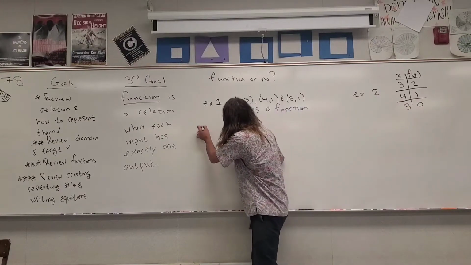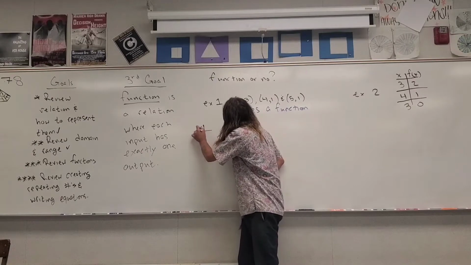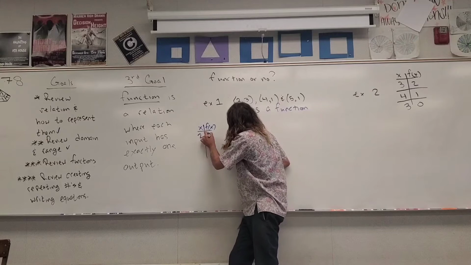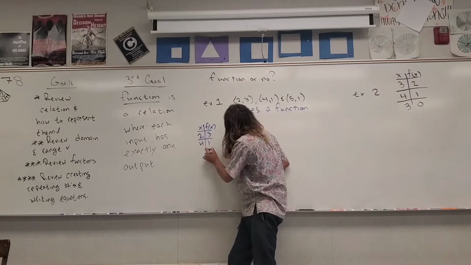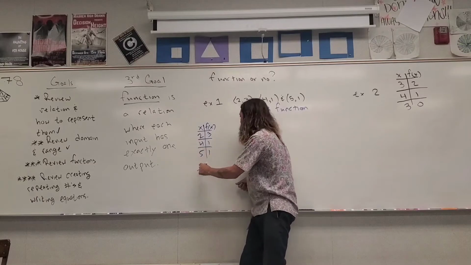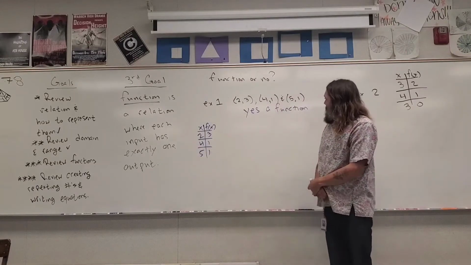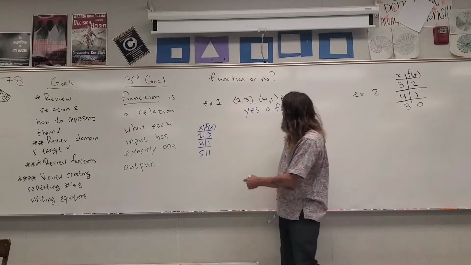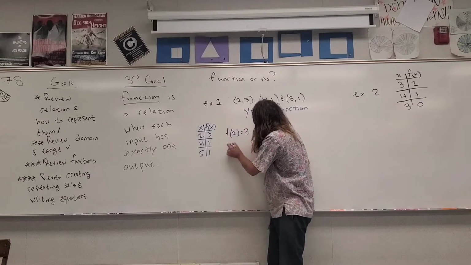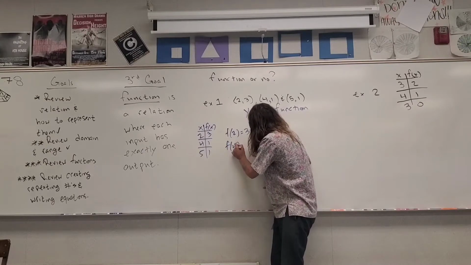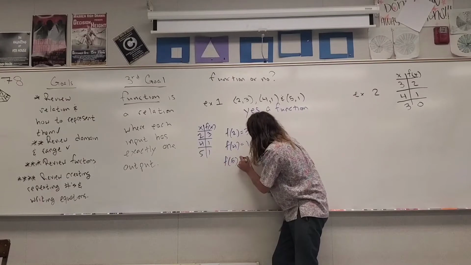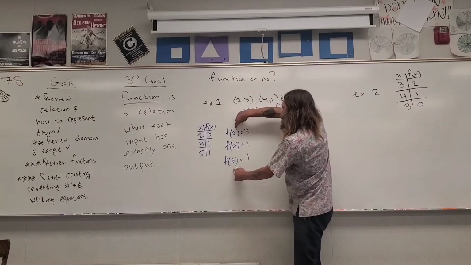As a table, it looks like this. 2, 3, 4, 1, and 5, 1. No repeating in the x. Let's look at this in function notation. f of 2 makes 3, f of 4 makes 1, and f of 5 makes 1. Again, no repeating in the x's.